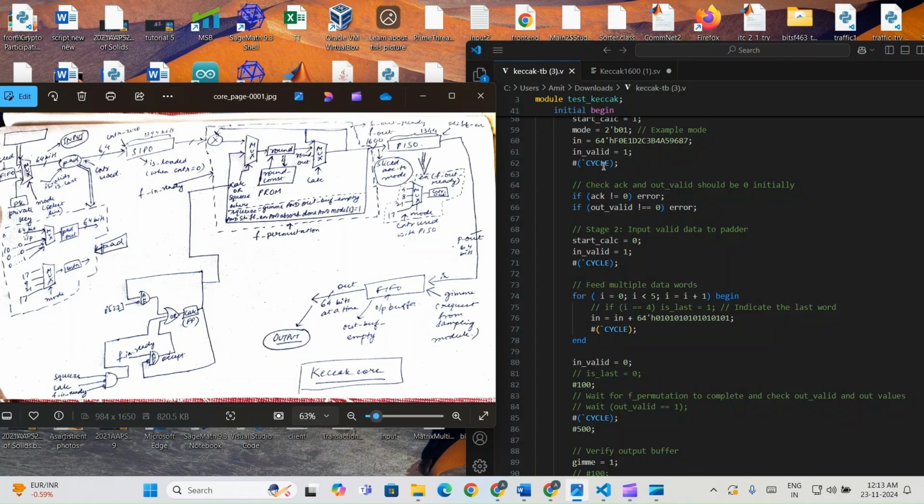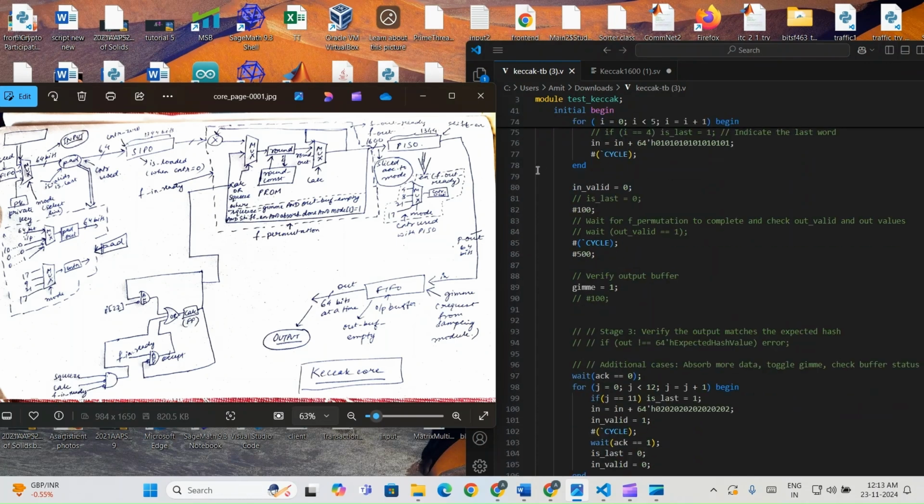Next, we have part 6, that is output verification from lines 89 to 97. So from line 89 to line 97, we have output verification. Here, the gimme signal from the next module in the entire system, lying just outside the Keccak core, that is the sampling module, sends the gimme signal, and this gimme signal requests data from the output buffer. The test bench waits for the ACK signal to confirm readiness and checks the out signal for correctness.